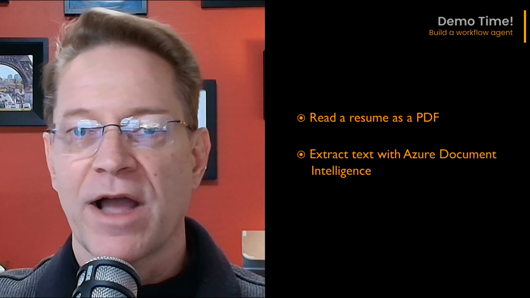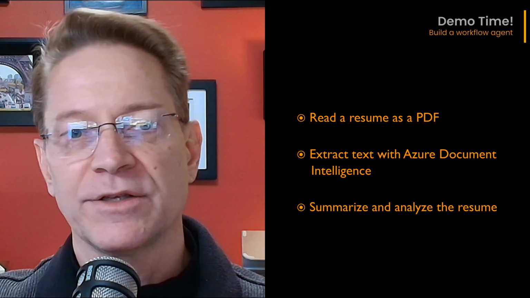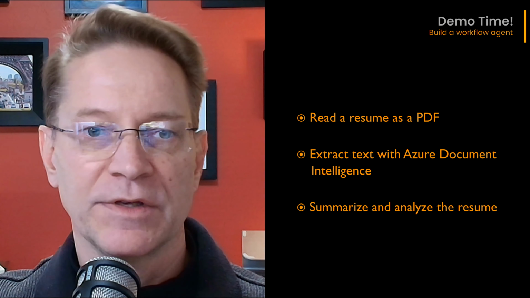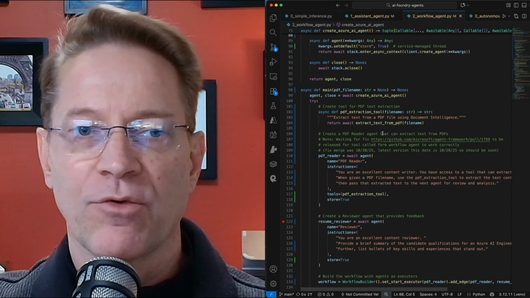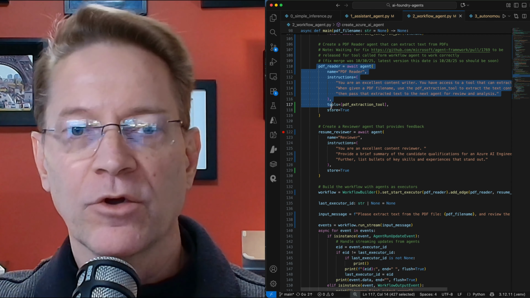Then once the resume is cracked into text, we'll use another tool to analyze the resume and summarize key experiences and skills the candidate presented in the resume. We'll start by creating an Azure AI agent client, which will help us create each agent that we'll use as a graph node in the workflow. Then we'll create two agents.